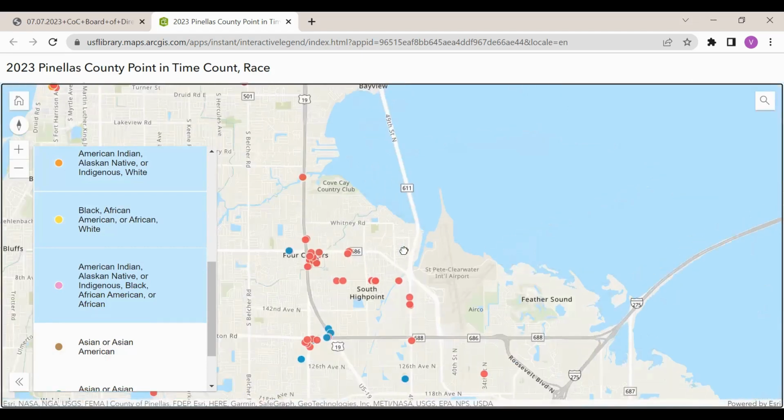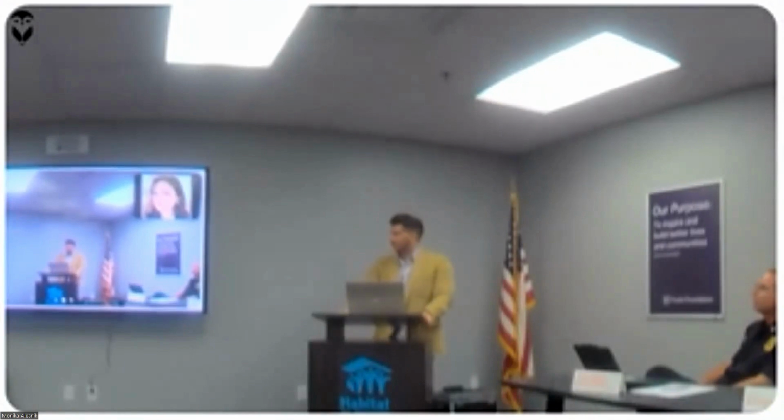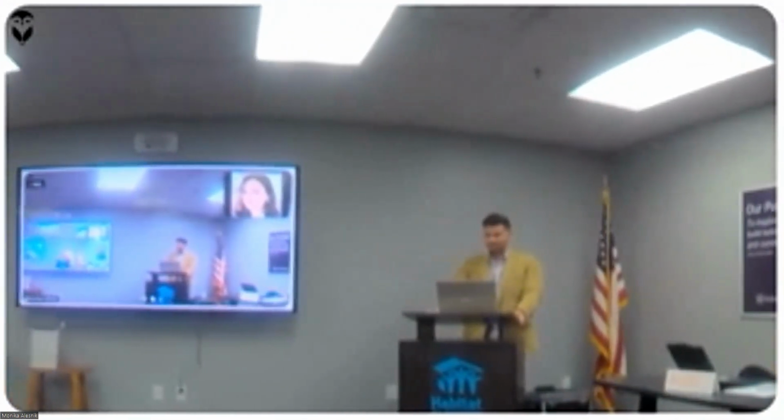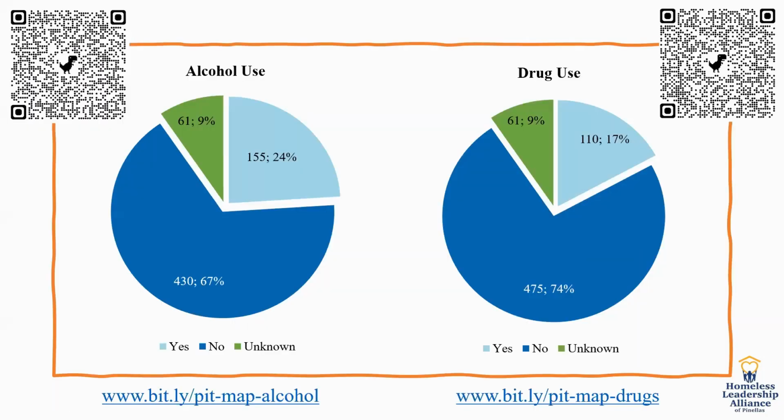Can I go back to slide two? Yeah. So these charts, we won't go through all of that, but you do have the QR codes and it's in the final report where you can get a link to these maps.